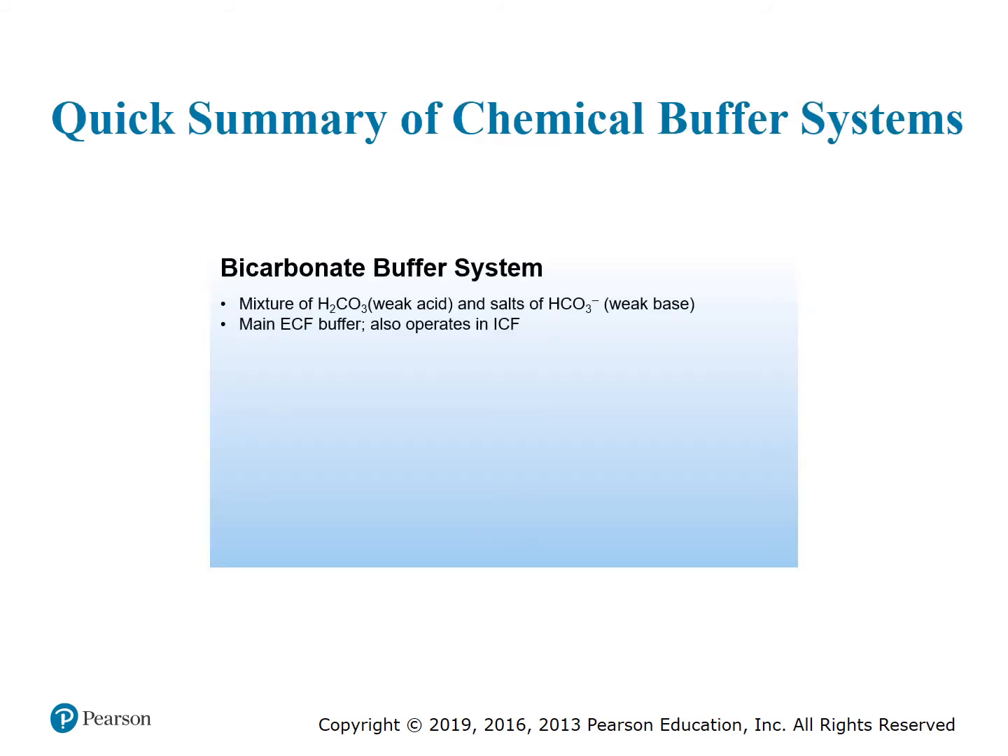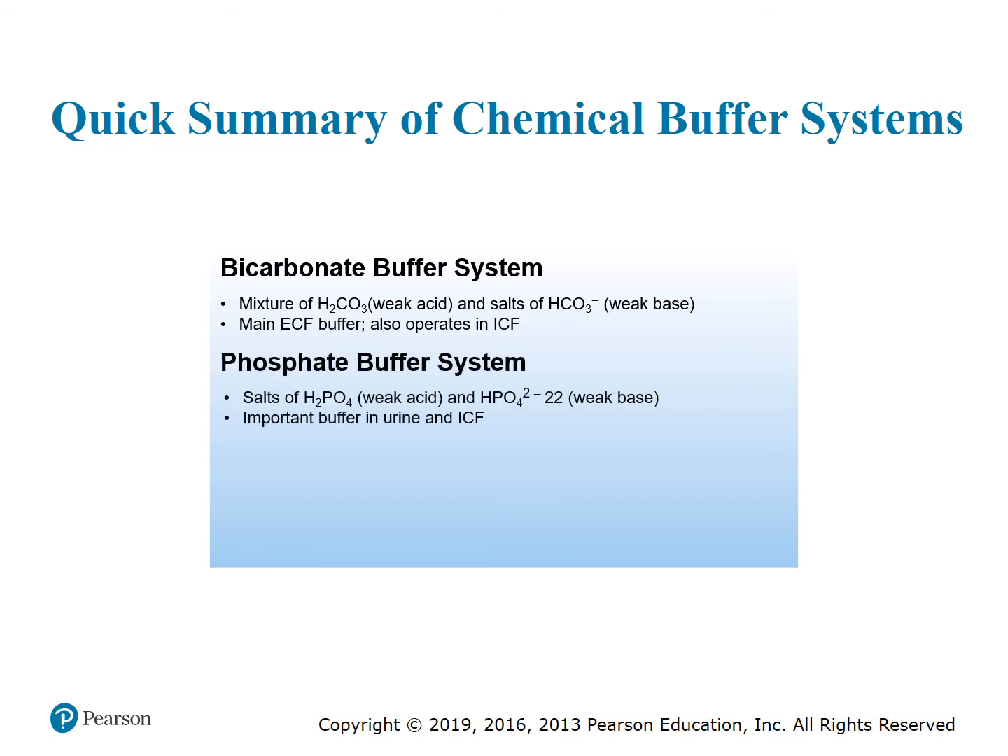So you've got the bicarbonate buffer system, which is a mixture of a weak acid and salts of bicarbonates. It's your main extracellular fluid buffer, and it also operates in intracellular fluid. The phosphate buffer system is salts of phosphoric acid, which is a weak acid, and those salts are weak bases. And it is an important buffer in both urine and in intracellular fluid. And again, I don't know what's happening with the number 22 there. It shouldn't be there, so I apologize for that.